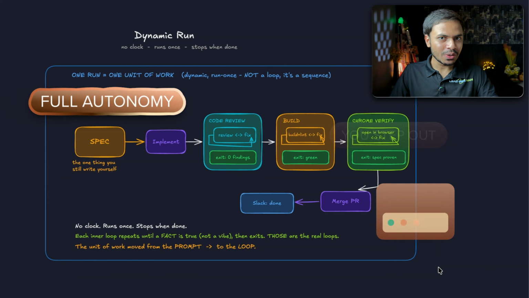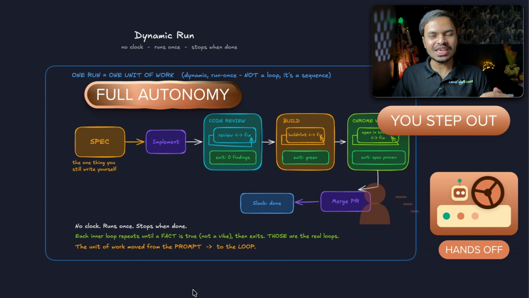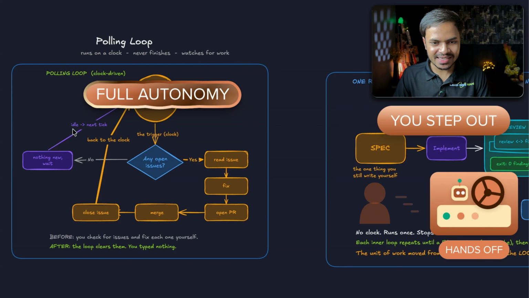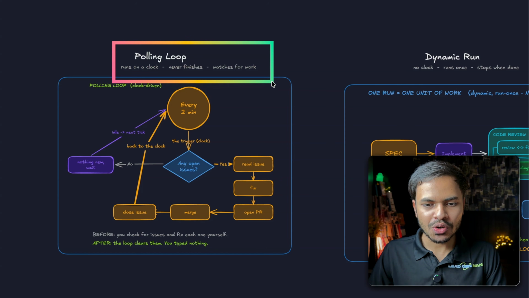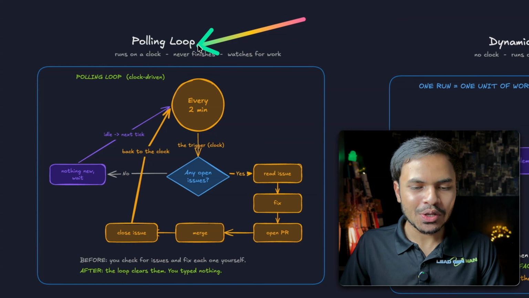But by using loop, you step out of the process and give your agents the true autonomy it deserves. Another example can be polling loops. Let's say you want to run it every single hour, every 5 minutes, 10 minutes, whatever scheduled cron job you want to run on.